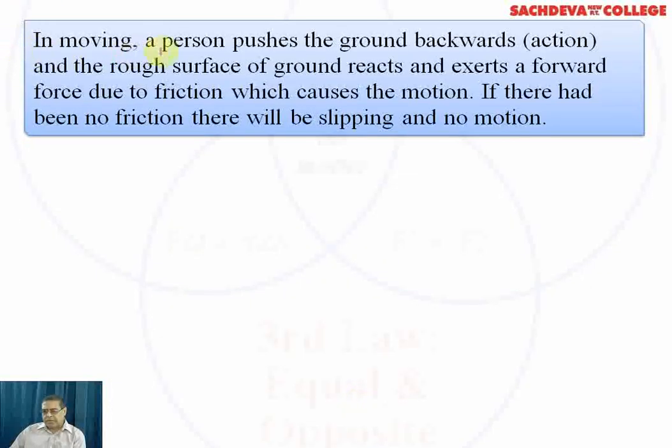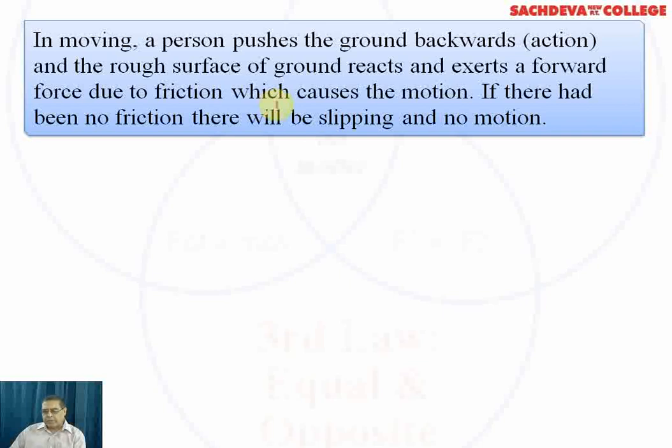In walking, a person pushes the ground backward, that is the action, and the rough surface of the ground reacts and exerts a forward force due to friction. So when we move on the ground, we find that one foot pushes the ground backward and the other foot overcomes the friction and we start moving.